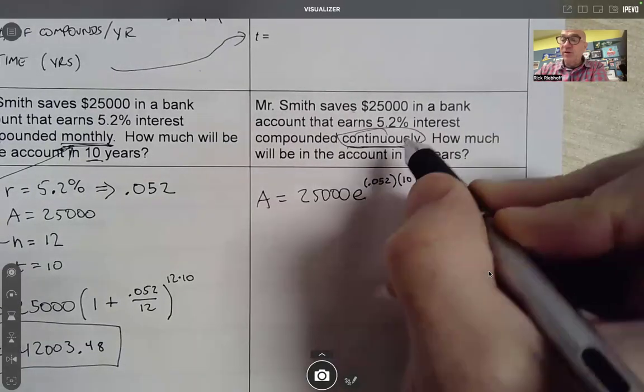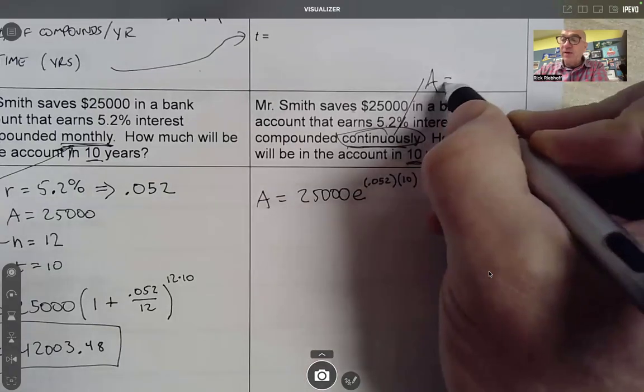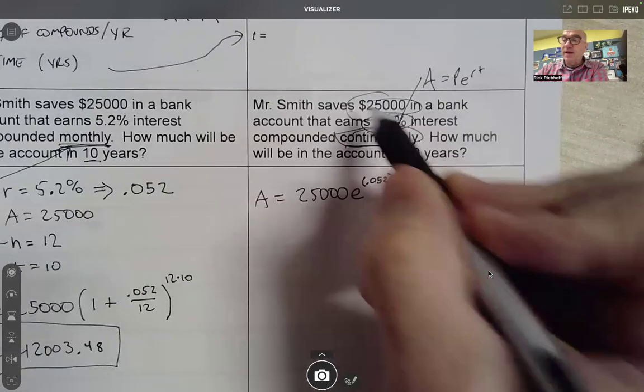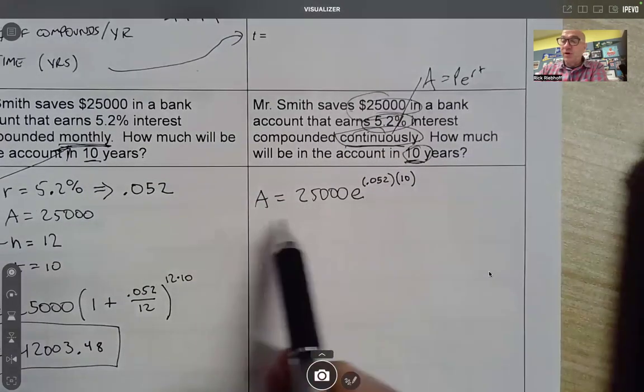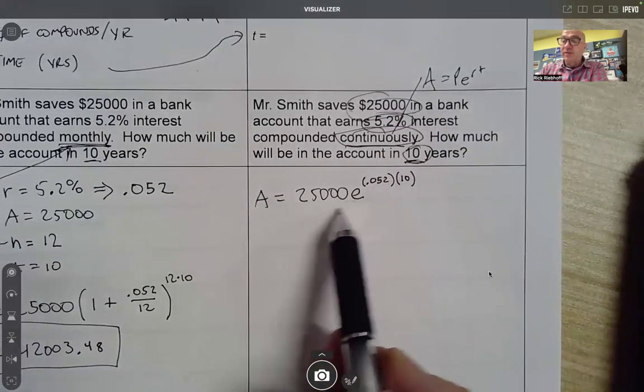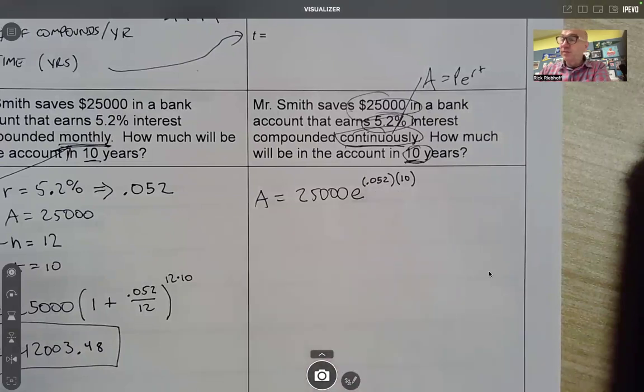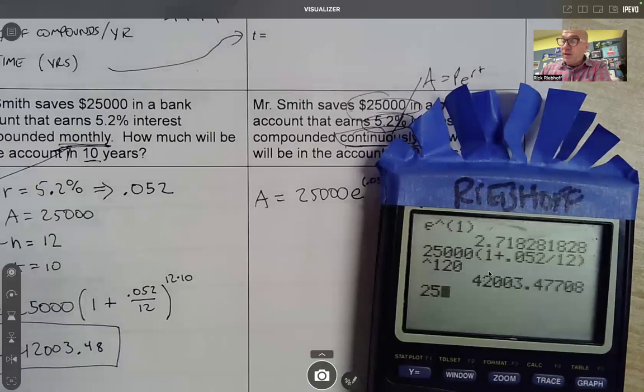So this I know that I'm using A equals PERT, right? I got the interest, the amount, and the time. Okay, so all that goes into here. The amount I start with, interest rate as a decimal, number of years. All right, so let's plug that in. Do you think it's going to be more? It's the same amount.